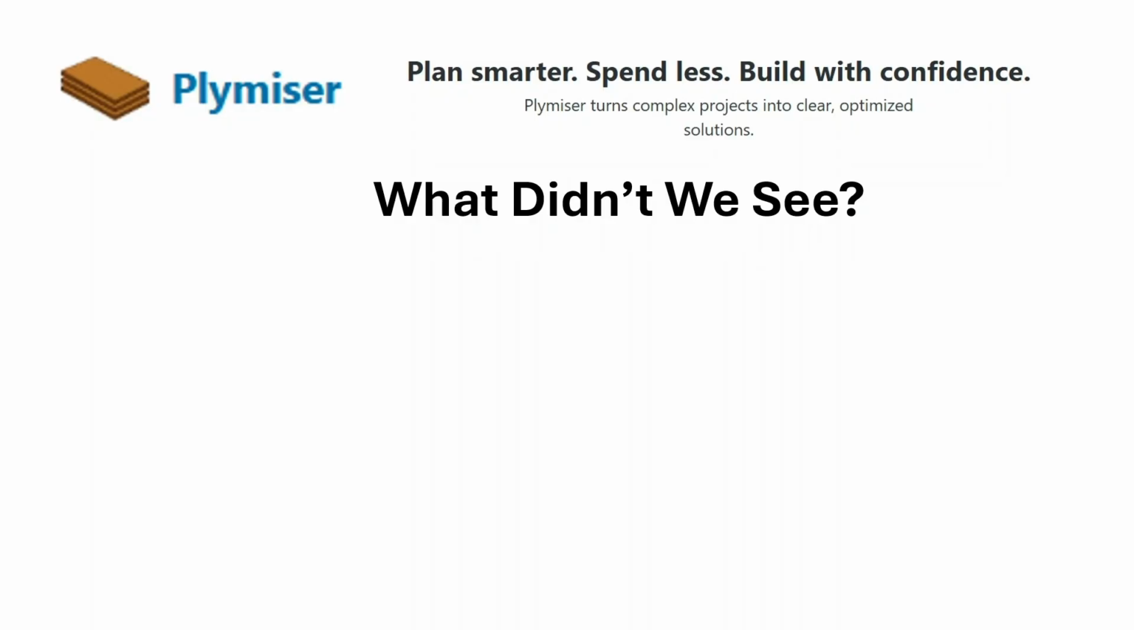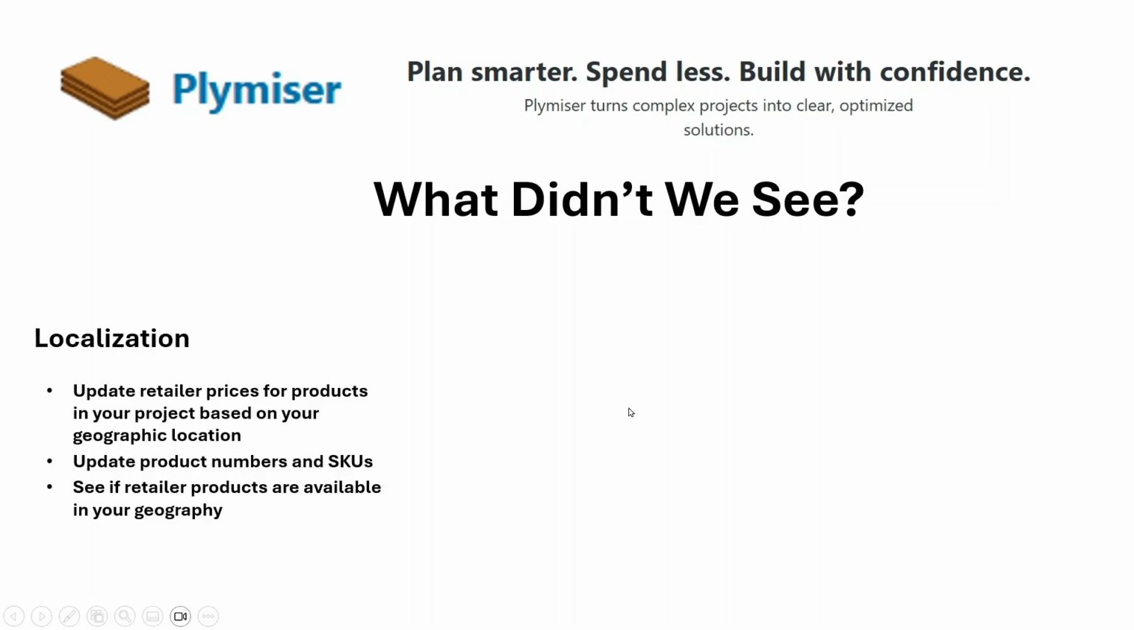So, also, what didn't we see? There were a few things I didn't show you. There are a few more capabilities. First is localization. You remember how we edited a product and made sure its price was current? Well, there's a capability inside PlyMiser called localization. And localization takes all the products that are in your model and lets you walk through them one by one and make sure the price is valid and that it's available to you. And it automatically records the SKUs and product numbers behind the scenes.